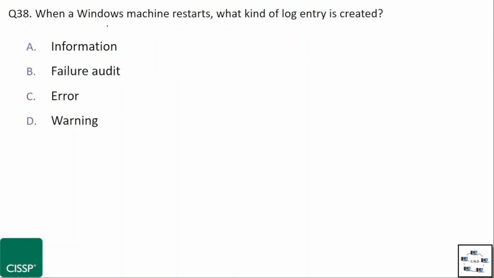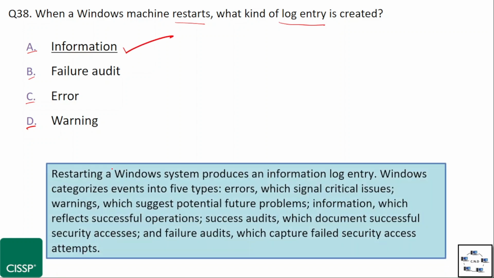Question number 38. When a Windows machine restarts, what kind of log entry is created? The options are option A, information, option B, failure audit, option C, error, and option D, warning. And the correct option is option A, information. So restarting a Windows system produces an information log entry.